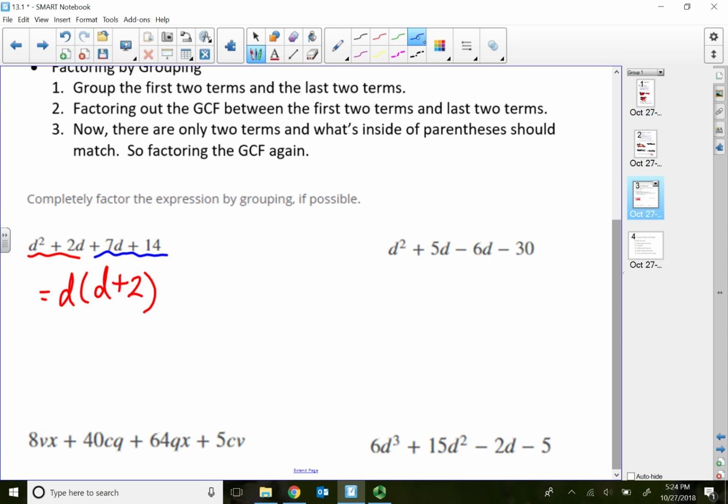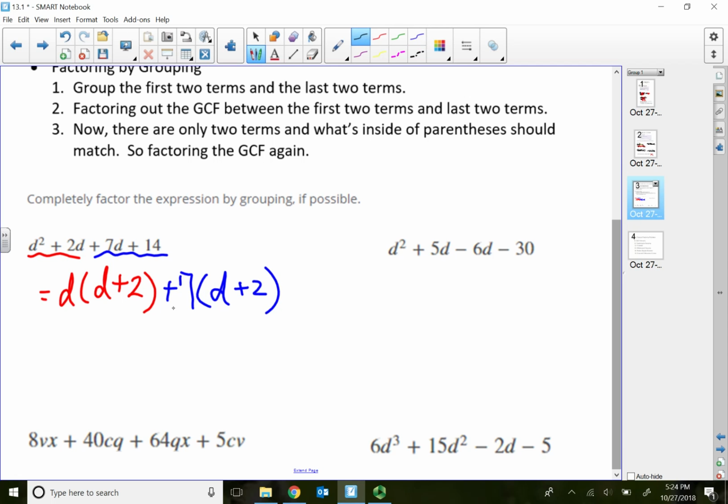Between the last 2 terms, what I can factor out is a positive 7. So we have to write this positive 7 down. If you don't write the plus sign here, it will look like the whole answer is only one term. If I factor a positive 7 out, then that will be positive 7 times 7 going into 7 one time, and I did not take out the d, so d to the first is left. Positive 7 going into positive 14 is positive 2 times.